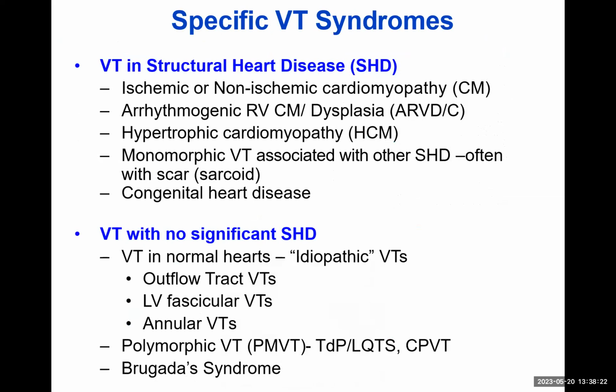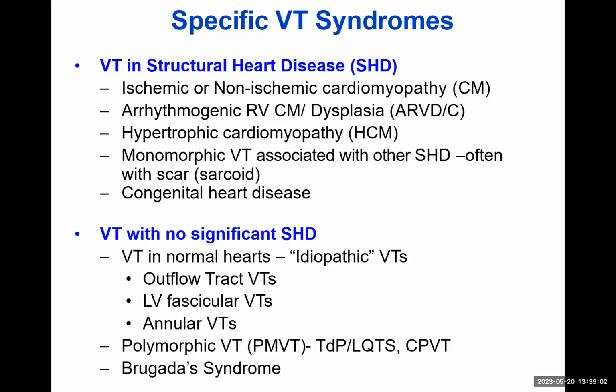When you have a ventricular tachycardia patient and you are sure from the diagnosis that there is VTAC, it's important to differentiate VTAC with structural heart disease from VTAC with no significant structural heart disease or a normal heart. VTAC with structural heart disease is life-threatening and can happen in patients with ischemic or non-ischemic cardiomyopathy, arrhythmogenic right ventricular cardiomyopathy or dysplasia, hypertrophic cardiomyopathy, or other structural heart disease like sarcoid, for example, or congenital heart disease.